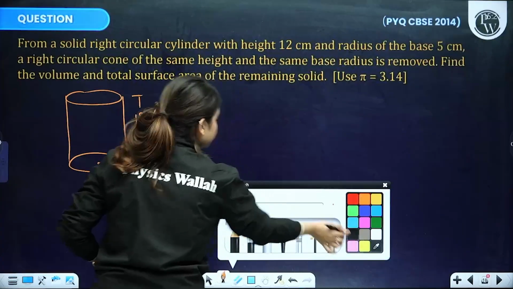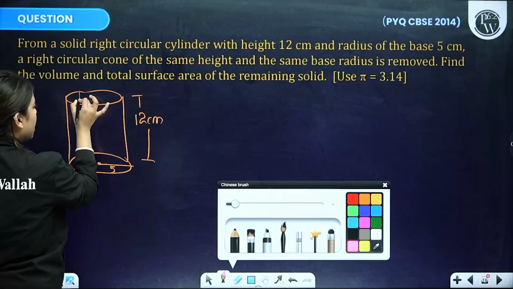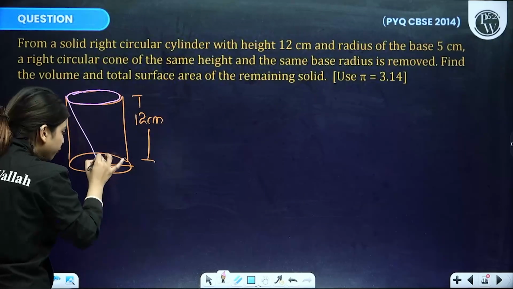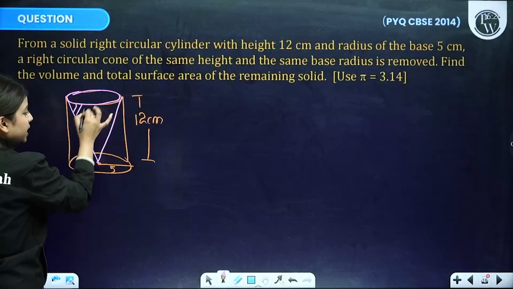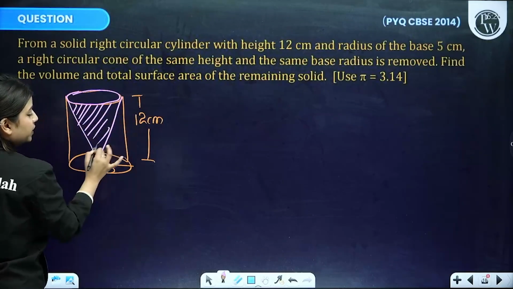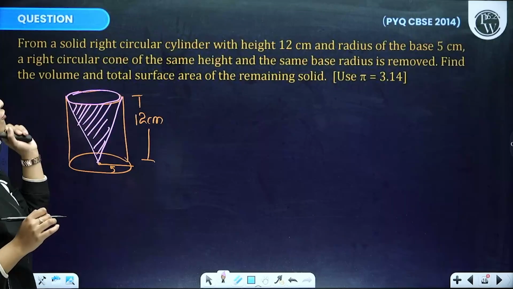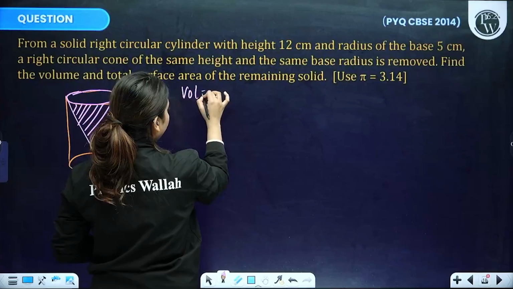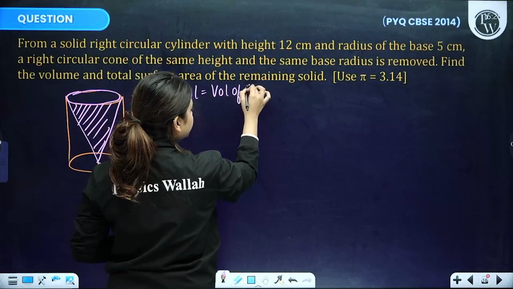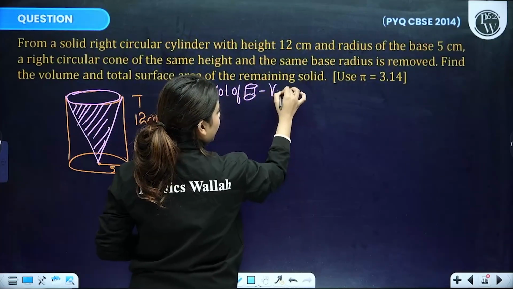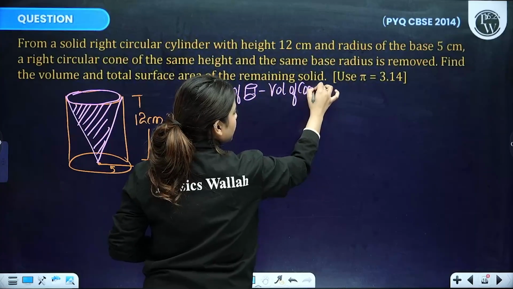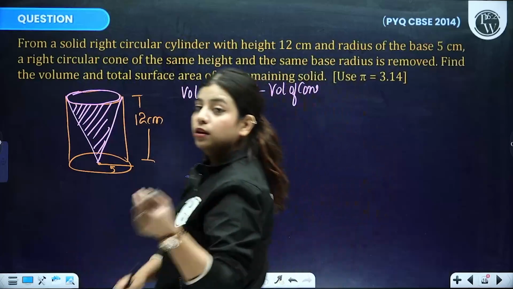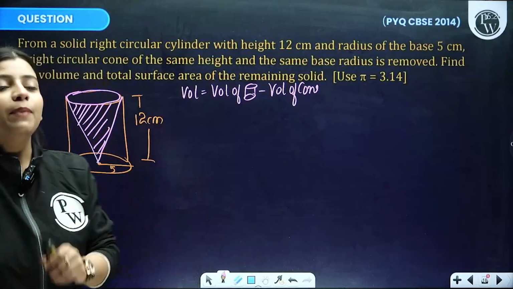Now from this particular cylinder, people, there is a cone with the same circular base and of the same height. So basically this part is removed from this cylinder. They are asking the volume and the total surface area of the remaining solid. So first of all, volume will be equal to volume of cylinder, people, subtracted by volume of cone, right? If we have to find out the volume of the remaining solid, we just have to find out the volume of cylinder subtracted by the volume of cone.